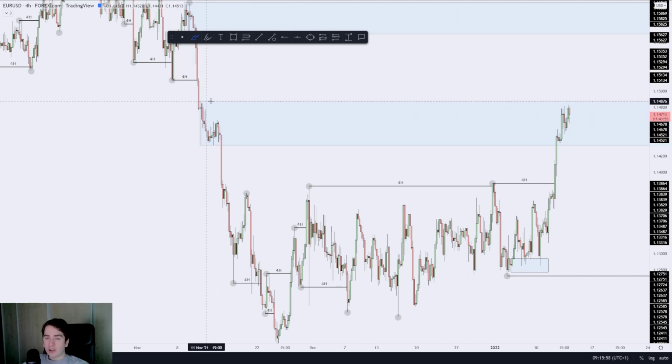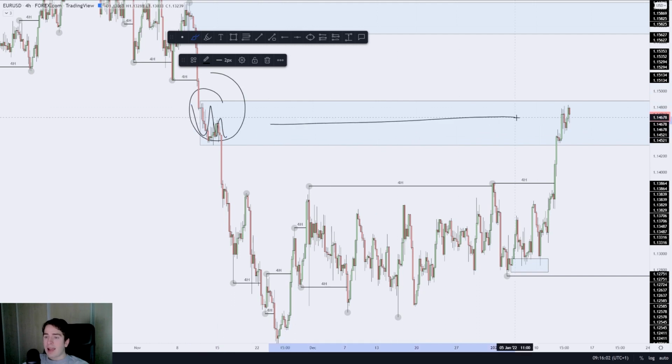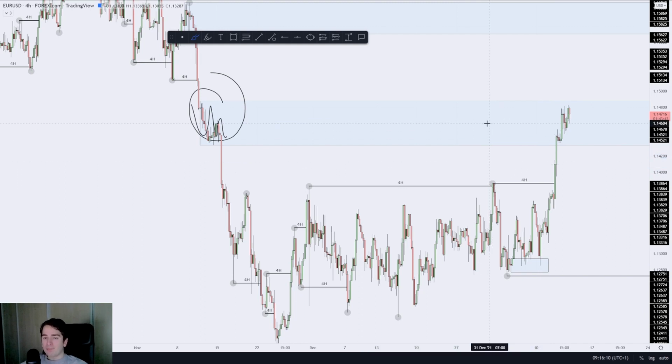So I just took the entire daily range, and as we can clearly see, this range or area of consolidation has now resulted in consolidation. This clean move resulted in a clean move. So that's kind of how you can read the market.